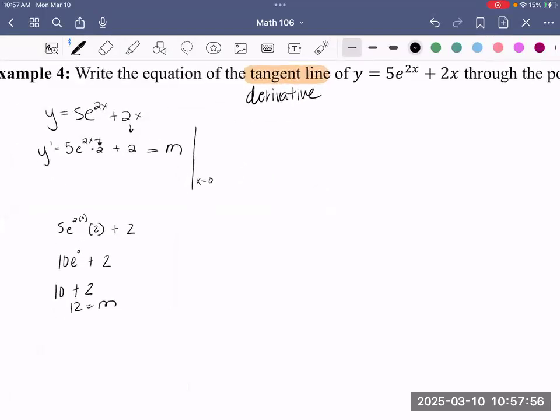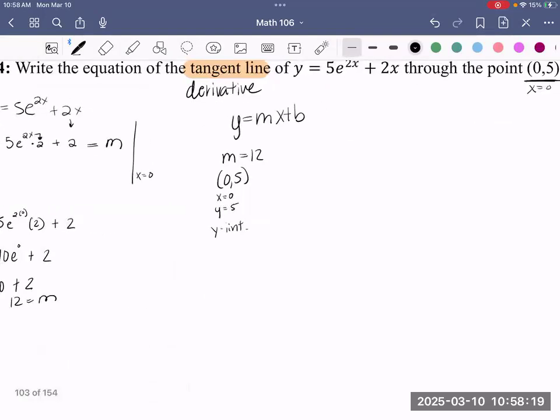So far, if we're looking at y equals mx plus b, we have your slope of 12. We have the point 0 and 5. This is when x is 0 and y is equal to 5. This is your y-intercept. Anytime they give you an x value of 0 and your y value, that is going to be your y-intercept. So we could actually put this all together. y is equal to 12x plus 5. Your y-intercept is equal to b. And there you have it.